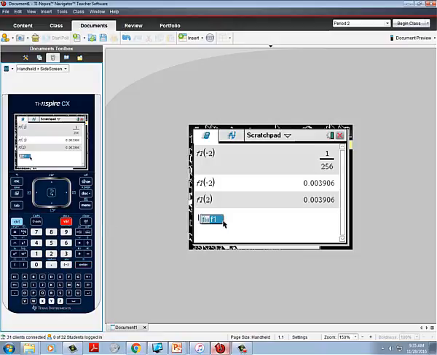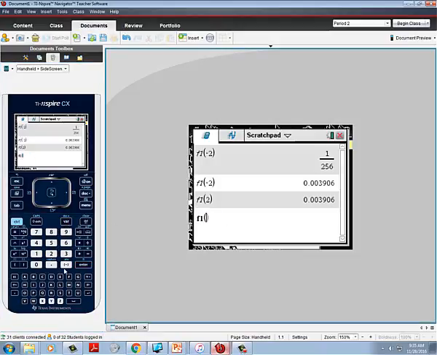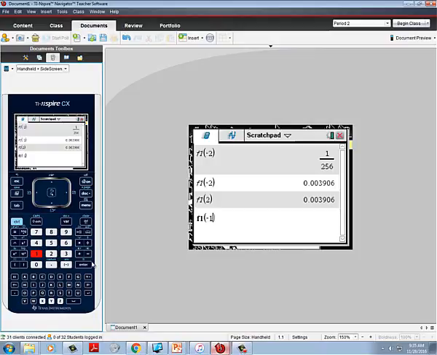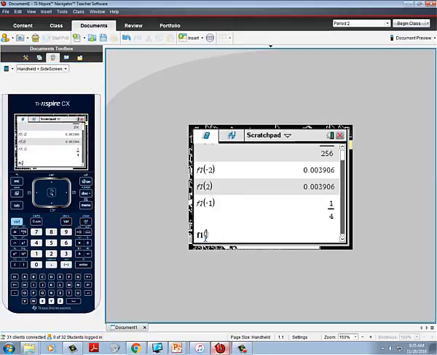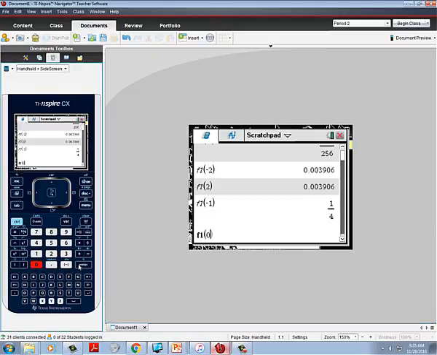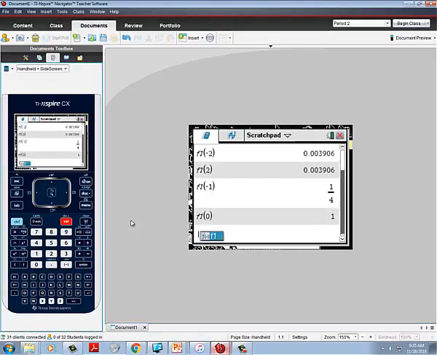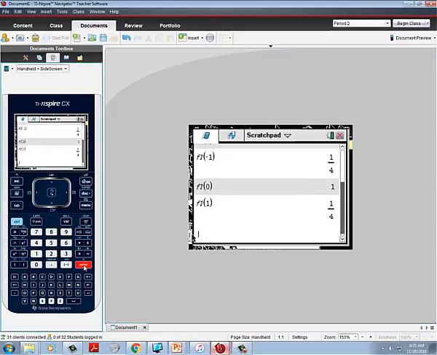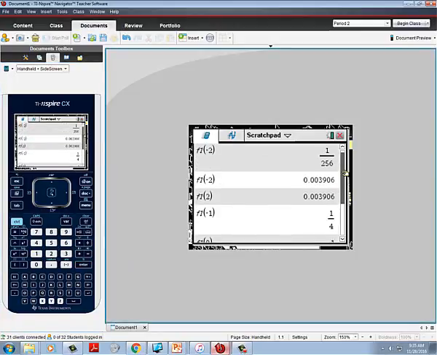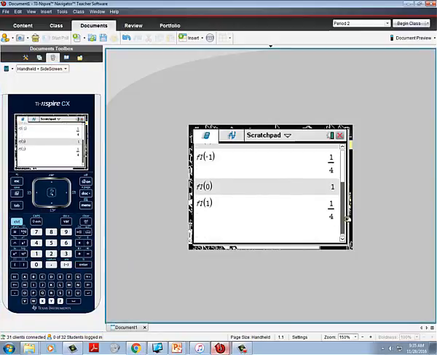So var f1 of -1, and it's up to you. It's just 1/4. We can hopefully do that one in our head. Var f1 of 0, and then var f1 of 1. All right, what were my other two numbers? It was 0.0039.